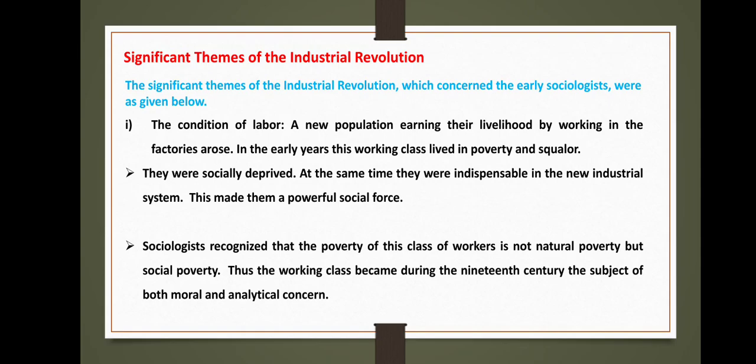Next are the significant themes of the Industrial Revolution. First one is the condition of labor. A new population earning their livelihood by working in the factories arose. In the early years, this working class lived in poverty and squalor. They were socially deprived. At the same time, they were indispensable in the new industrial system. This made them a powerful social force.